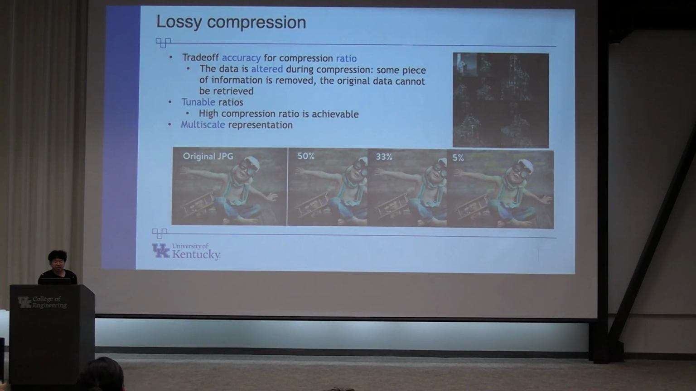So alternatively, one can take lossy compression to complete the task. This can bridge the gap a little bit, but it may not be able to completely solve the problem. Lossy compression provides a trade-off between accuracy and compression ratio. Basically, this is tunable. If you need a higher compression ratio, you may sacrifice the accuracy a little bit. And it is able to provide multi-scale representation, which is very effective for scientific analysis that has some complexity, as it is a portion of the size of the data.